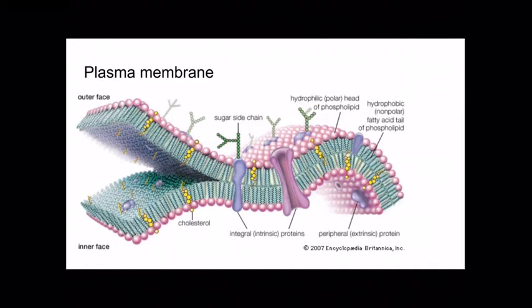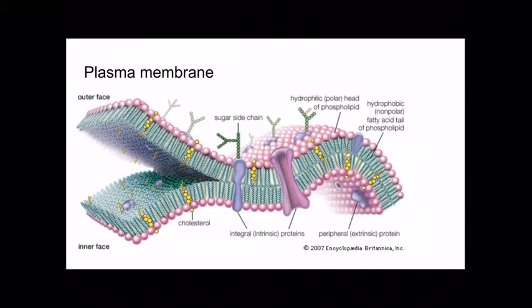Its function is to regulate the flow of materials in and out of the cell. So the cell membrane is permeable to some things and not permeable to other things, and it changes. It has what's called selective permeability, so it changes what it's permeable to at different times based on the needs of the cell and based on what the rest of the body is communicating with it.